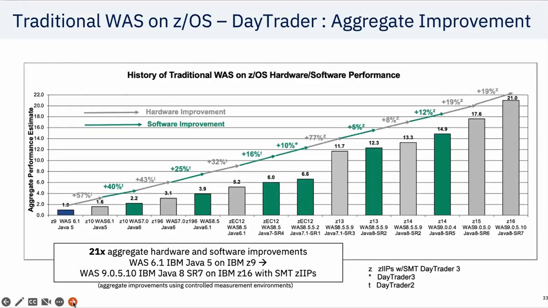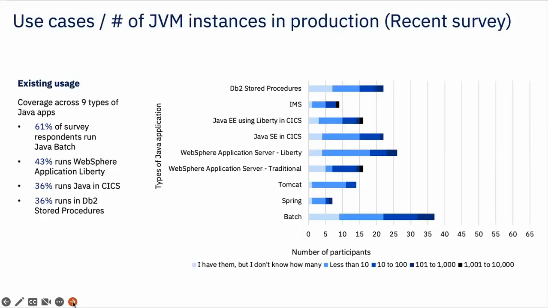And continuing the theme of decades of performance improvement, this is just to highlight the work that we have been doing for decades. This is a typical Daytrader benchmark that we run on traditional WebSphere Application Server, in a release to release comparison. We have seen increasing performance with each release of Java and WAS and on each new level of hardware, now to the tune of 21 times aggregate performance improvement since WAS 6.1 running on Java 5 on z9 to WAS 9 running Java 8 on z16. Let's keep going.